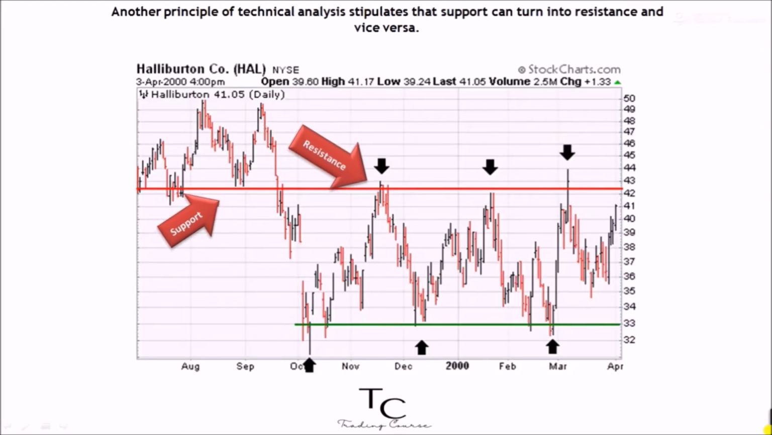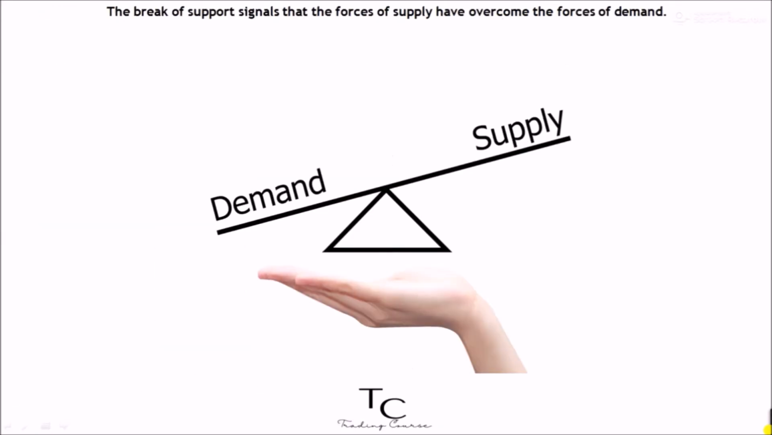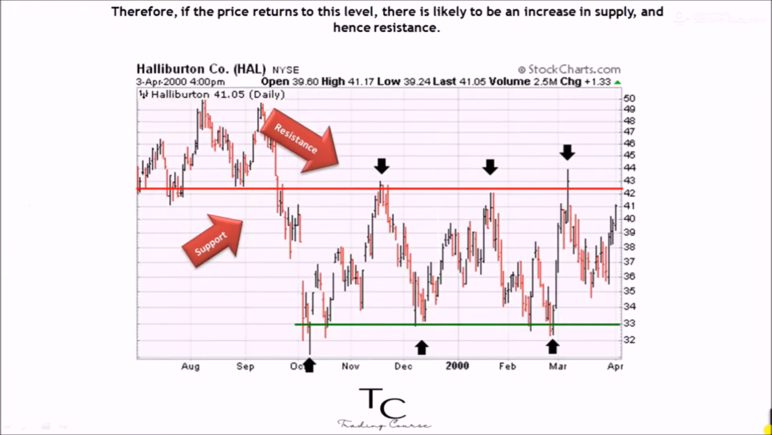Another principle of technical analysis stipulates that support can turn into resistance and vice versa. Once the price breaks below a support level, the broken support level can turn into resistance. The break of support signals that the forces of supply have overcome the forces of demand. Therefore, if the price returns to this level, there is likely to be an increase in supply, and hence resistance.